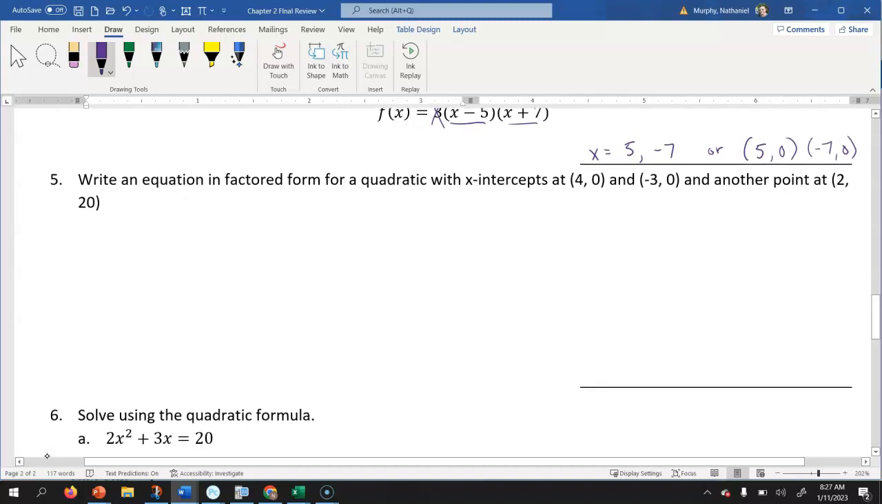All right, let's look at number 5. It says, write an equation in factored form for a quadratic with x-intercepts at (4, 0) and (-3, 0), and another point at (2, 20).